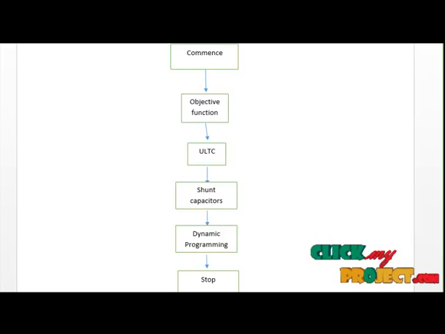Then next step is the dynamic programming step. Here we are going to apply the dynamic programming algorithm for the objective function problem and also to minimize the power loss. DP is a method for solving complex problems by breaking them down into simpler sub-problems.